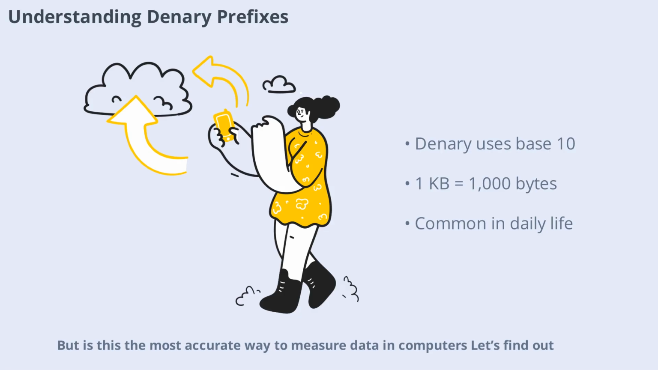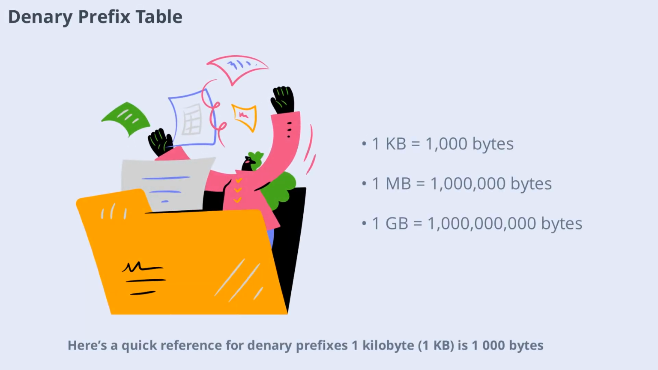Let's find out. Here's a quick reference for denary prefixes. 1 kilobyte, 1 KB, is 1000 bytes, 1 megabyte, 1 MB, is 1 million bytes, 1 gigabyte, 1 GB, is 1 billion bytes, 1 terabyte, 1 TB, is 1 trillion bytes, and 1 petabyte, 1 PB, is 1 quadrillion bytes. This system is widely used in marketing and product specifications, but it's not always the most precise for technical purposes.